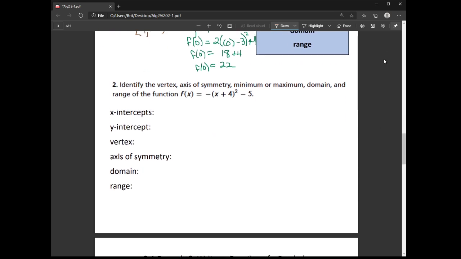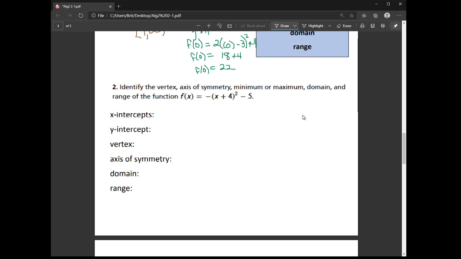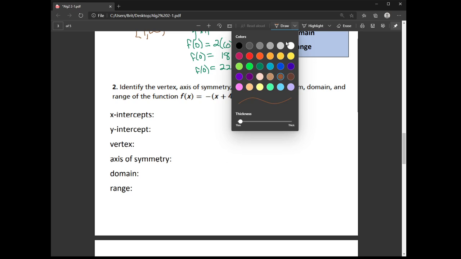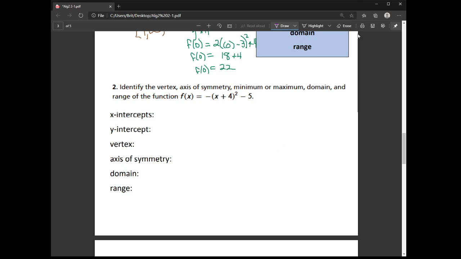So part 2 here, I'm going to do this without the aid of a graph, just so that you guys can see some of the more interesting details. So again, the domain on a parabola, unless you have a word problem that restricts that domain, is all real numbers. So that's a very quick answer.